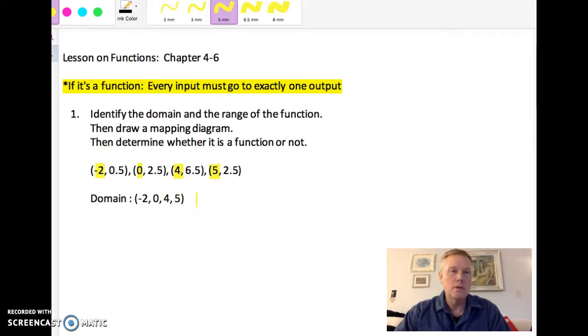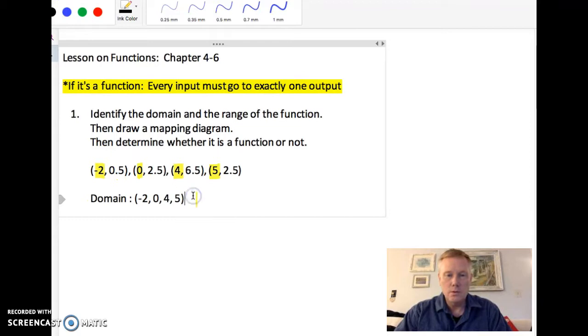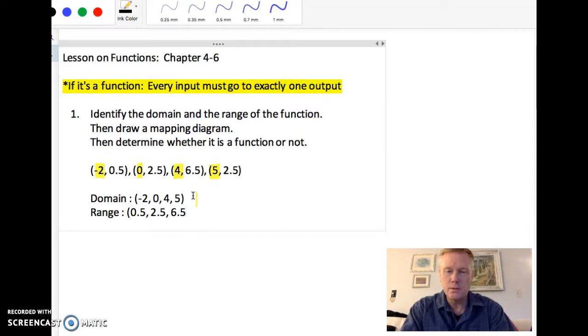The other thing is the range. Along the same lines, the domain is the x values and the range is the y values. So if I'm looking at those points there, the y values would be 0.5, 2.5, 6.5, and 2.5 again. Now you don't list the numbers that repeat twice in the domain and the range. You just list it once, okay?